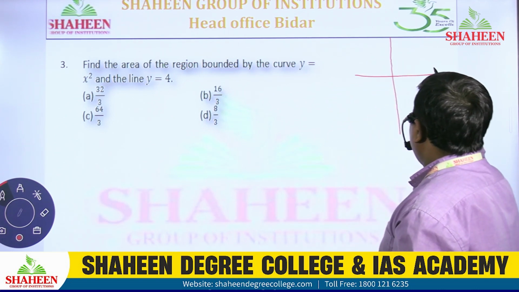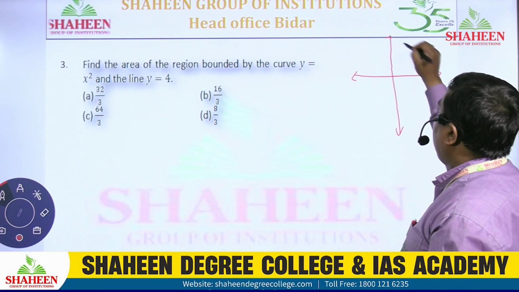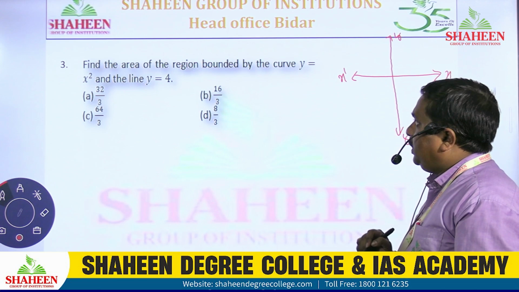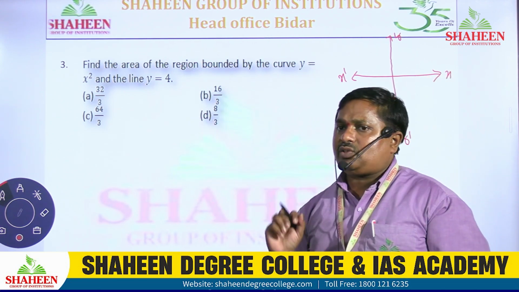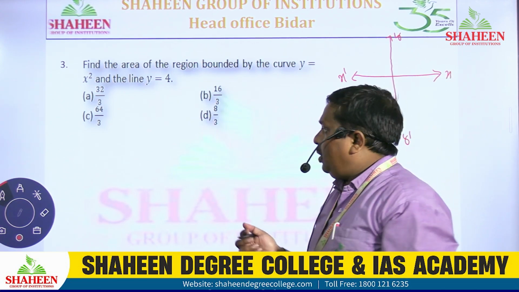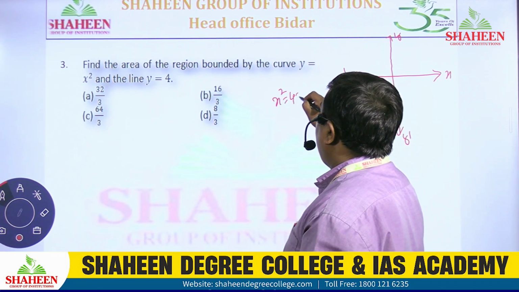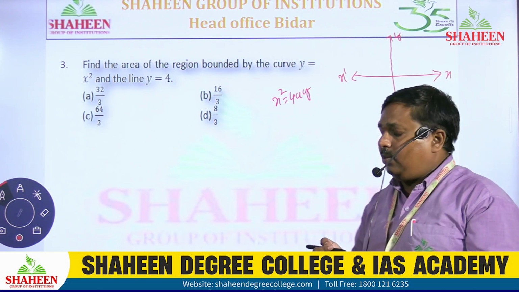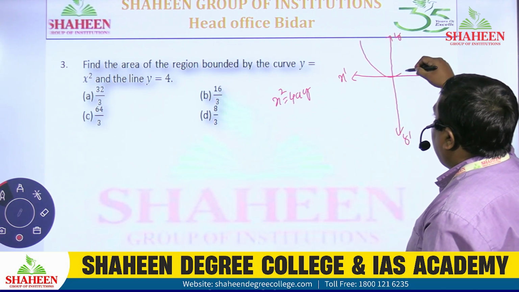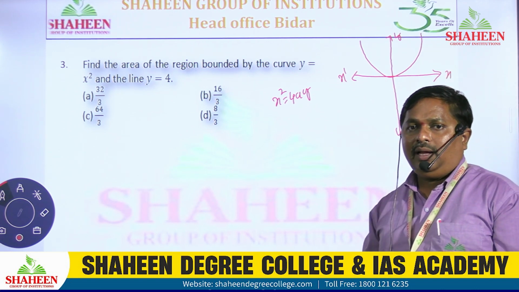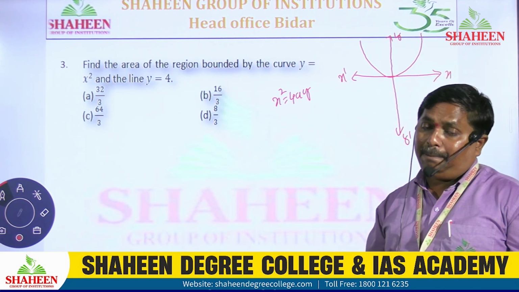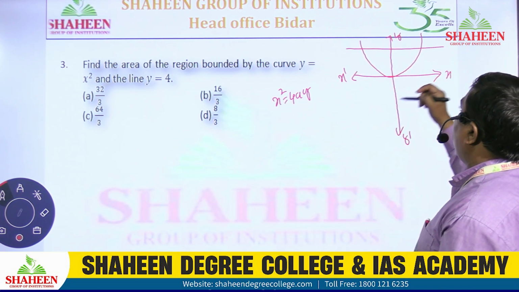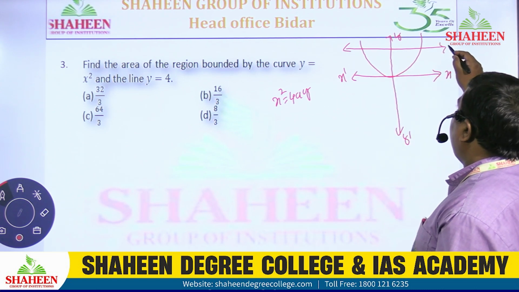Okay, so this is what? This is the x-axis and this one is the y-axis. What is the curve equation? y is equal to x square, or x square equal to y. Whenever we get x square is equal to 4ay, this is a parabola formula and this is an upward parabola. x square equal to y is an upward parabola. And there is one more line, that is y equal to 4. So this is the y equal to 4 line.